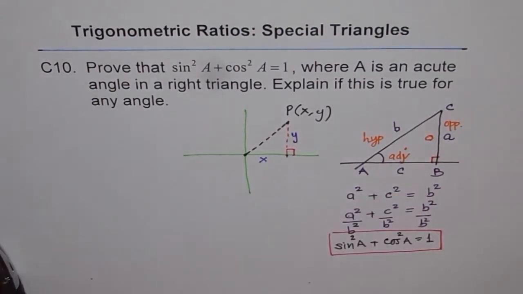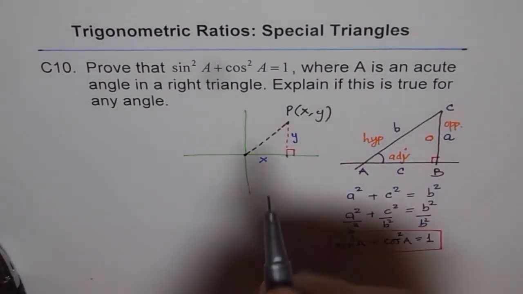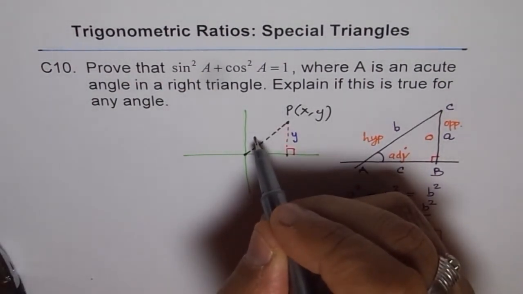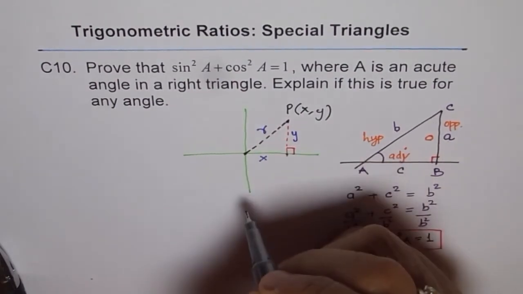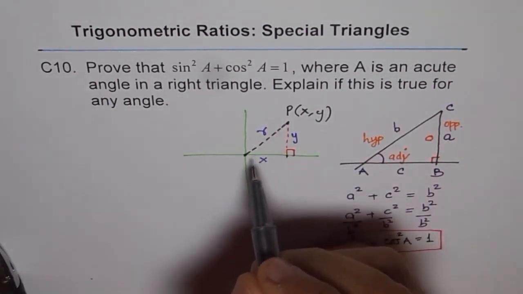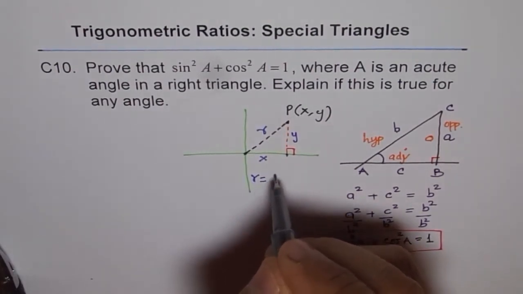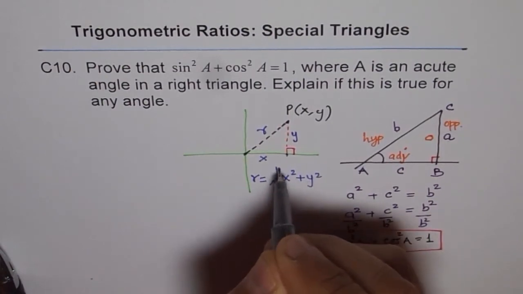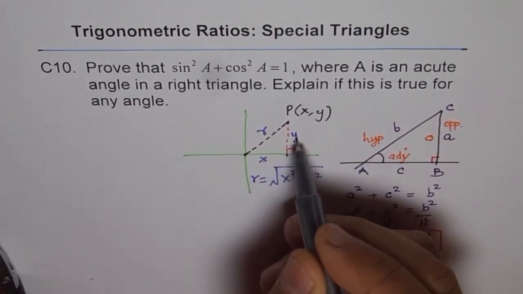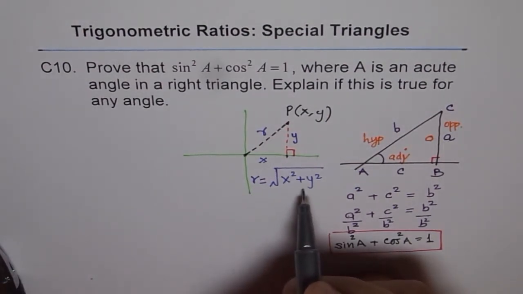Is that okay? Perfect. So we have x and y, and let this be called the hypotenuse, or let me call this r, correct? Now using the Pythagorean theorem, we know what r is. So r is equal to the square root of x square plus y square, correct? Since x square plus y square equals r square, we can simplify this as this.